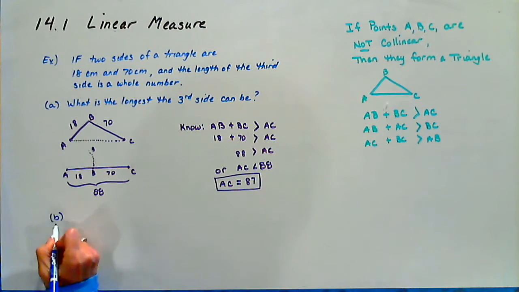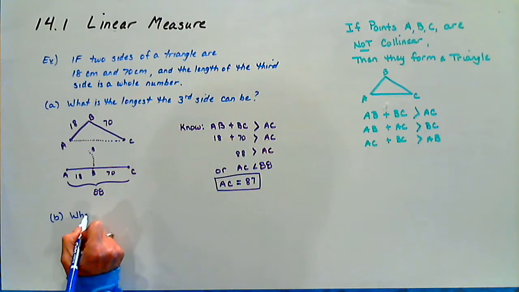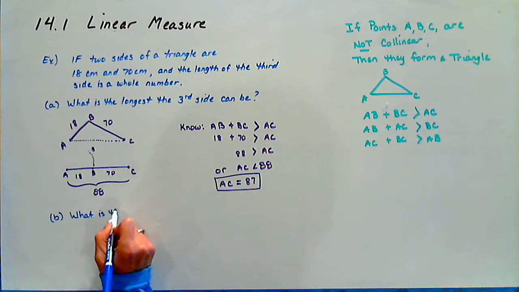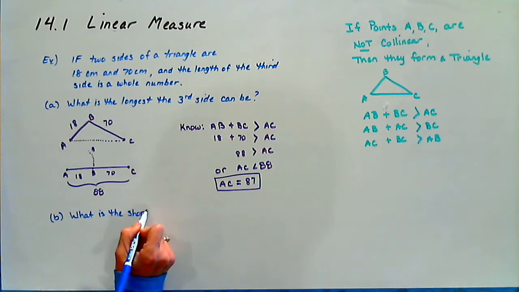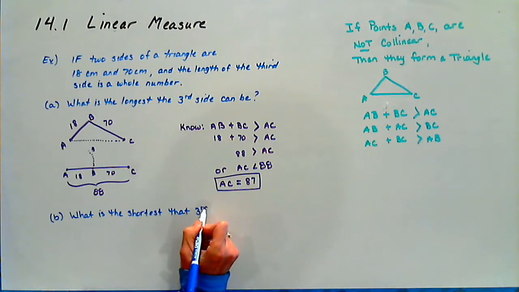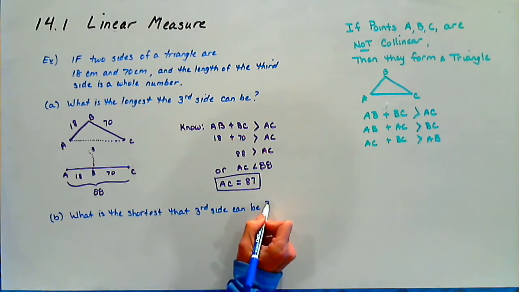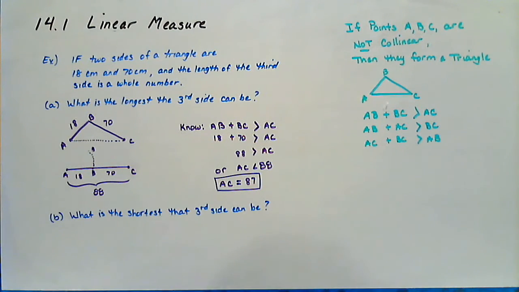Instead of asking for the longest side, is there a shortest side? What is the shortest value that the third side can be? Well, again, with the same idea, if I add up any two sides, that has to be greater than the third side.